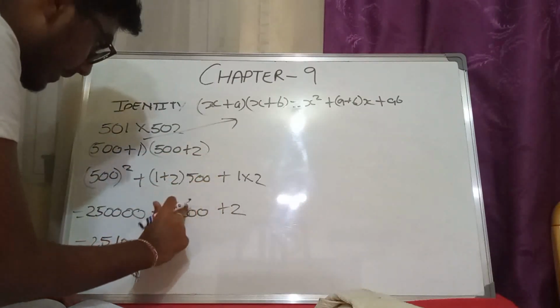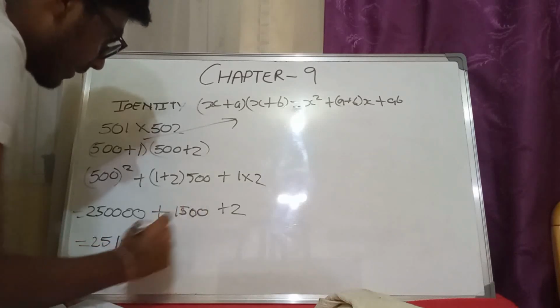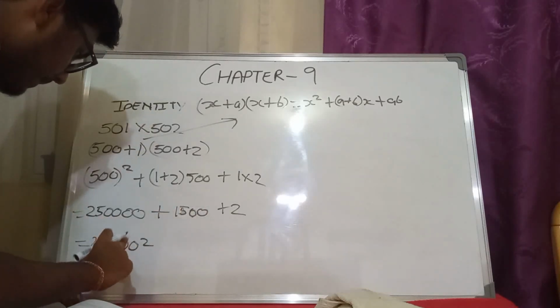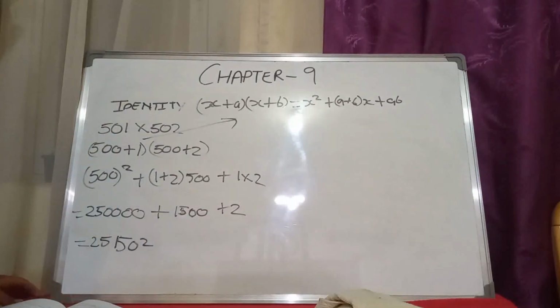Oh wait, there's an issue here, sorry. This will be 1500. So this will be 251502, plus 1 into 2, 2. So this is the answer of this question. So this is how it will be important.